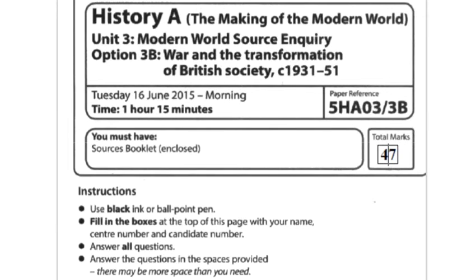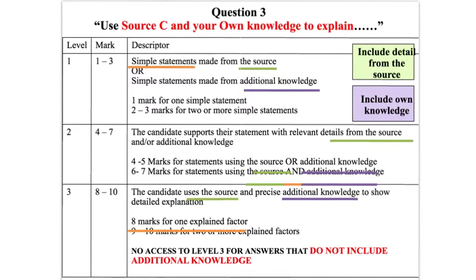Looking at the Making of the Modern World source inquiry, War and the Transformation of British Society, 31 to 51. It's the June 2015 paper. I'm going to be looking at the 10-mark explain question. Let's first take a look at the mark scheme for this question.